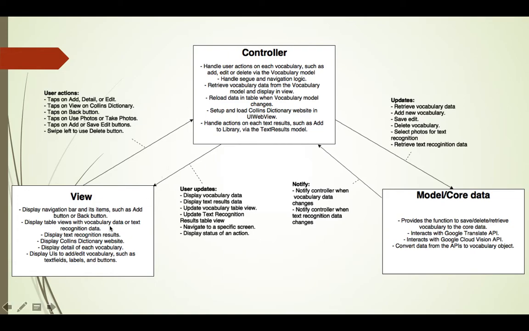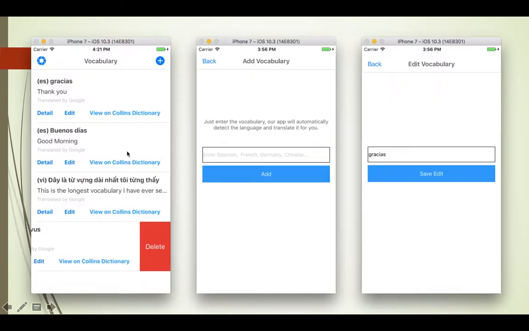The view is what users see and interact with. The view sends the user action to the controller, such as tapping on the add button, so that the controller knows and reacts accordingly. So now we are looking at the demo for the app.